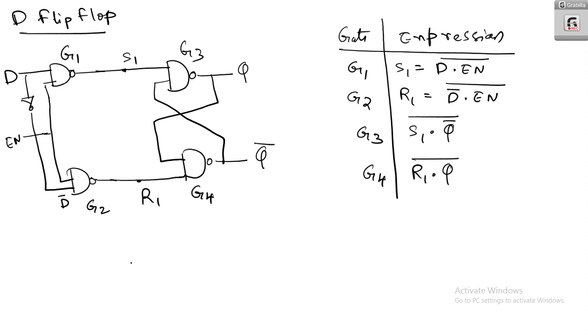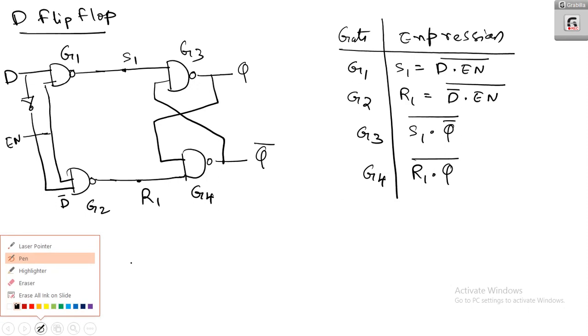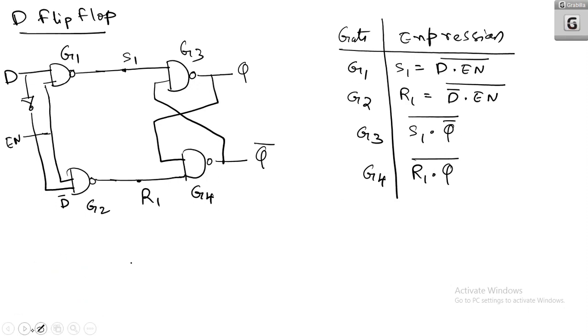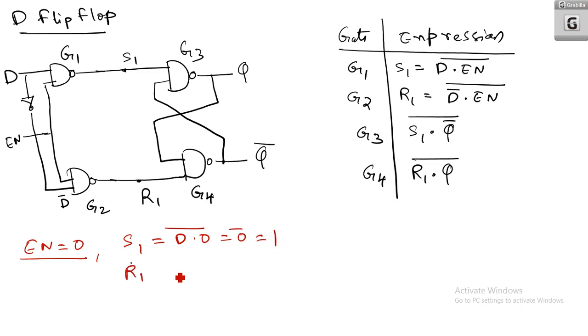Now I am going to make enable equal to 0. That is my first case. When enable is equal to 0, what is S1? S1 is (D dot 0) the whole bar. That is 0 bar, which is equal to 1. Now what is R1? R1 is (D bar dot 0) the whole bar. That is 0 bar, which is equal to 1. So that means S1 and R1 are equal to 1.